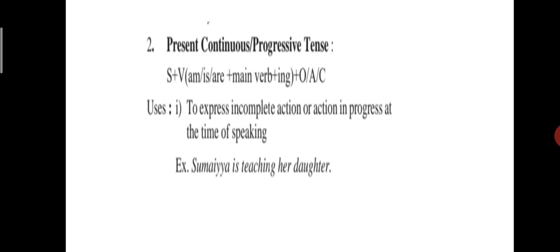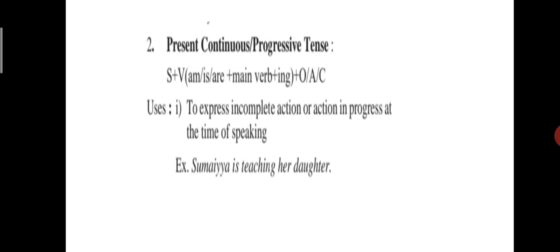Next, to express planned action in immediate future. My mother is going to Canada tomorrow. It is a progressive tense, present continuous tense. Verbs of perception: see, taste, smell, know, become, appear, seem, understand, remember are not used in the continuous form.